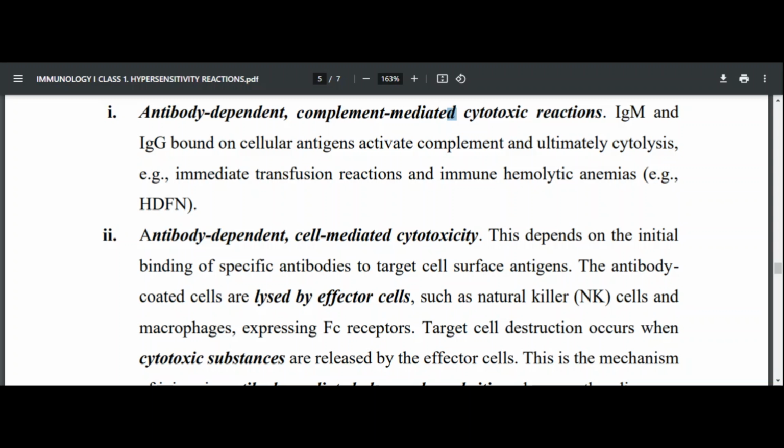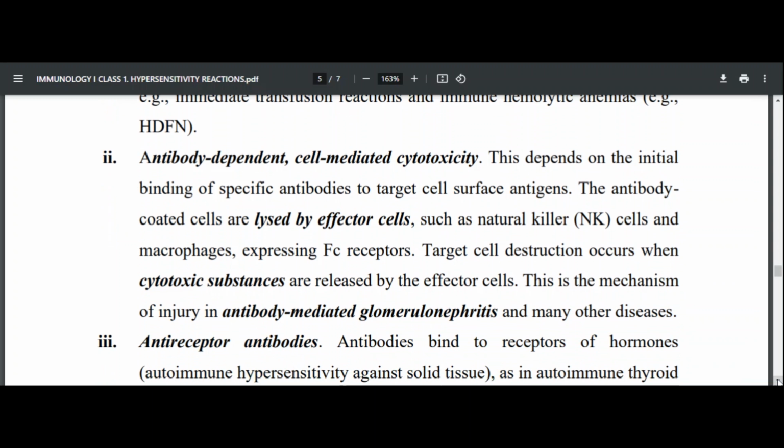So the second is antibody-dependent cell-mediated. Here it is no longer complement-mediated. So what happens here? This depends on initial binding of specific antibody to a target cell surface antigen, and antibody-coated cells are recognized by effector cells such as natural killer cells, as well as macrophages expressing Fc receptor. Target cell destruction occurs when cytotoxic substance comes in contact with these cells, and this is the mechanism of injury in antibody-mediated glomerulonephritis and many other diseases. So this is a very classic example, antibody-mediated glomerulonephritis.